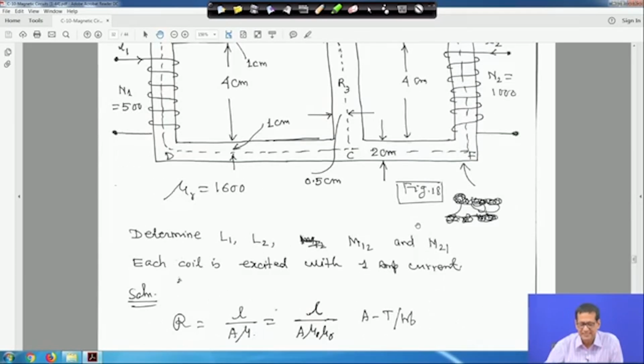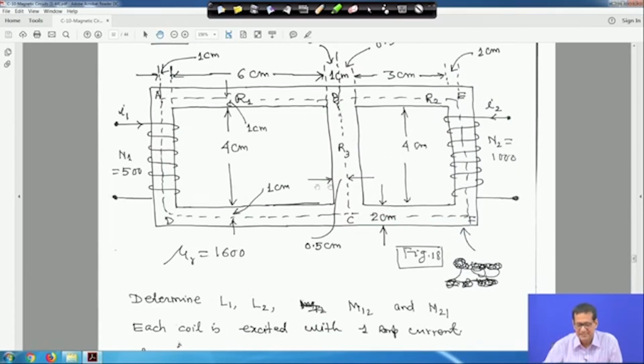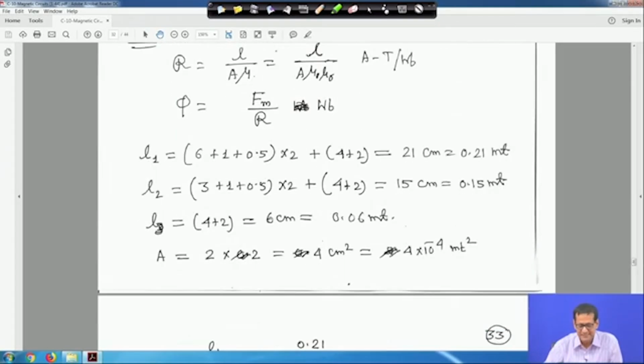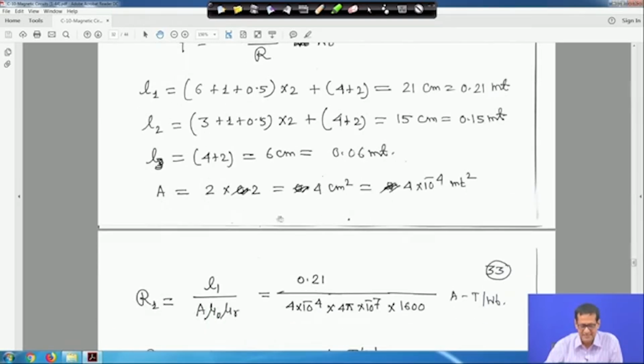Now, L3 is the middle central limb, right. L3 is 4 plus 2, this side is 1, this side is 1, this is the height. And R1, R2, R3 are the reluctances of the 3 different portions. So L3 is equal to 4 plus 2, 6 centimeter, 0.06 meter, and A is equal to sides of 2 centimeter each, so 2 into 2, 4 centimeter square, that is 4 into 10 to the minus 4 meter square.